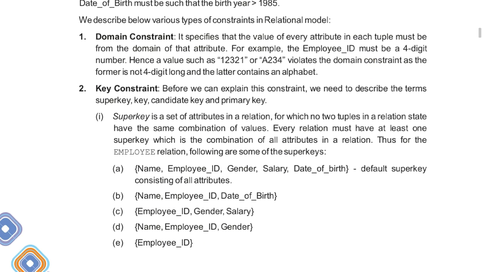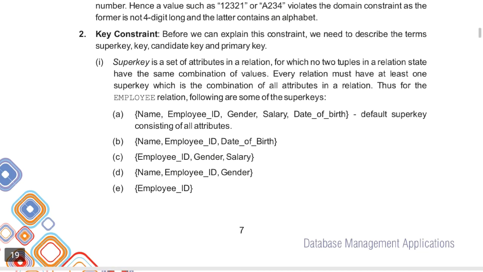Now let's come to point A, where name, employee ID, gender, salary, date of birth have been discussed, which I have told you are the set of attributes in the employee relation. Name, employee ID, date of birth, we can take these attributes at the same time, because employee ID, name and date of birth are all different in the employee relation.